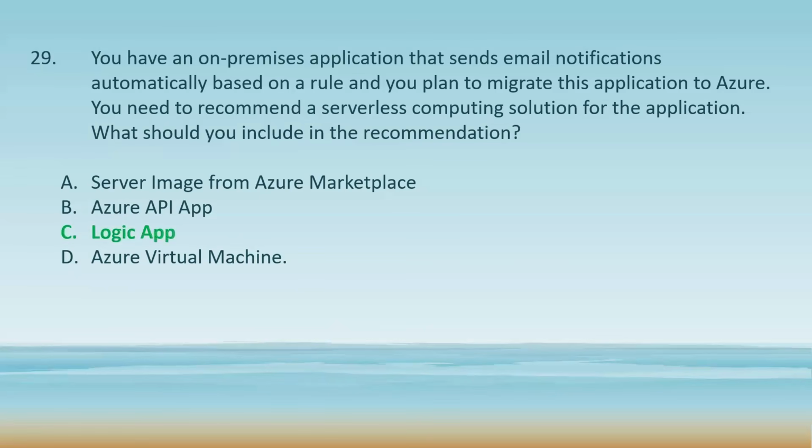So the correct answer is Logic app. The keyword here is they are looking for a serverless option, meaning option A and option D are automatically rejected, as both require you to provision a server. Now, Azure API app provides you a platform for creating apps and APIs. But in this case, you need to migrate an already existing application, and this option will require code refactoring. So the right answer is Logic app, which is a serverless option and has options to send email based on triggers.